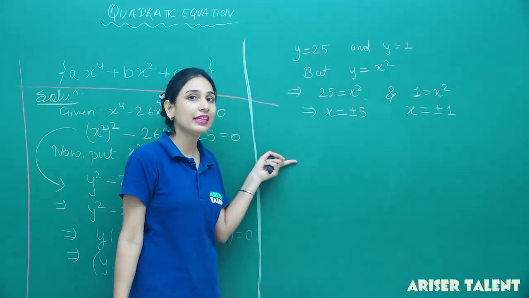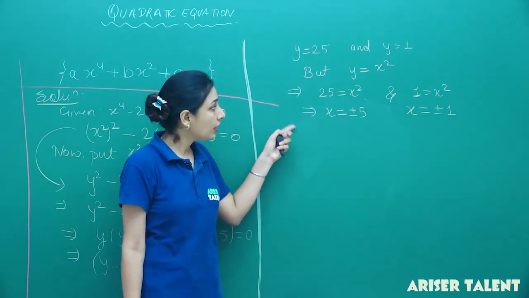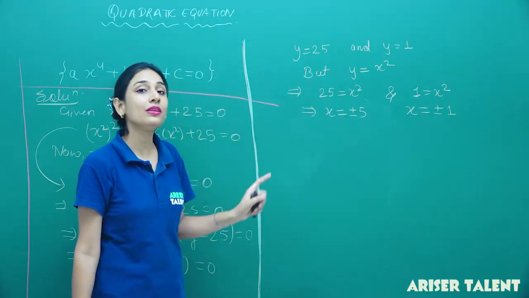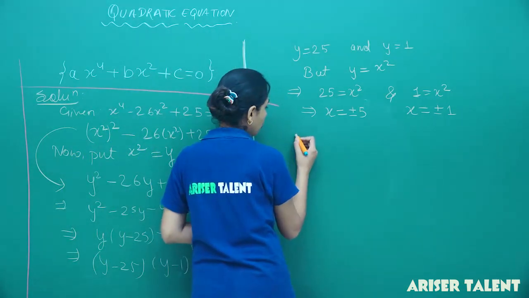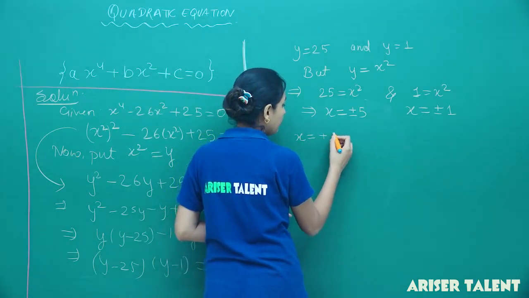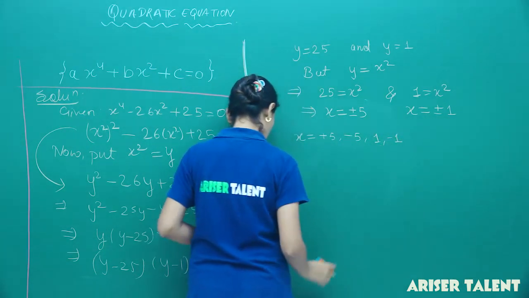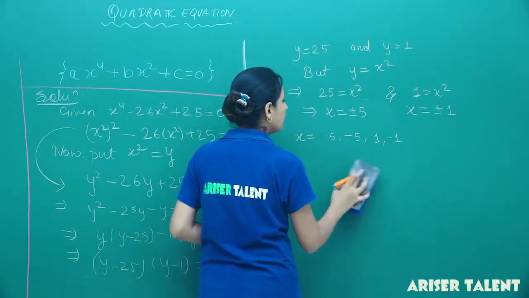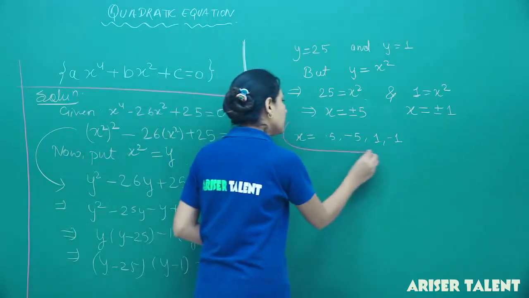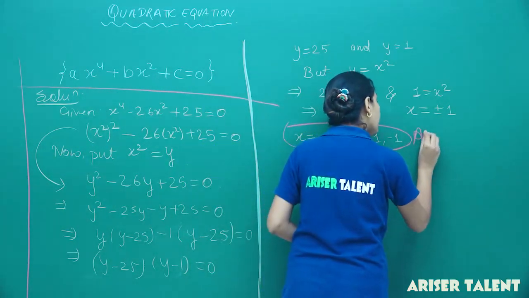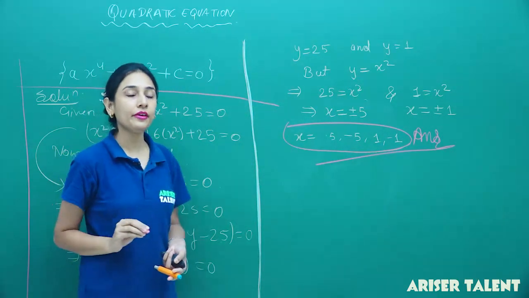Okay, now 4 degrees, so you have to find the 4 values, 4 roots of the equation. Now you have found it by the simple quadratic equation method. Okay, so it's simple in this way. So, x equals to plus 5, minus 5, 1, minus 1 are the roots of this equation. This is your answer. So, is it easy to find out? Right, students? So, now you can do these kinds of questions.